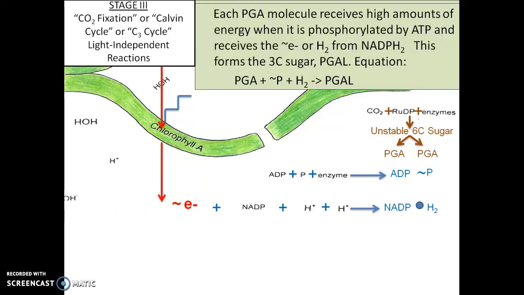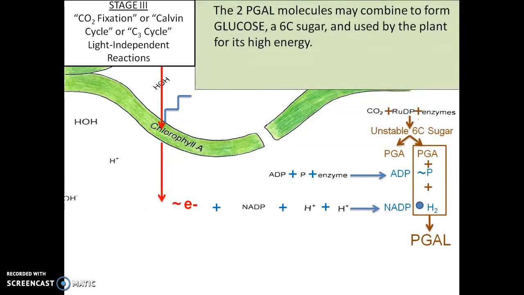Each PGA molecule will receive high amounts of energy from our ATP. So this is ATP, but I'm showing you that it's getting a high energy phosphate. And it's also going to get the H2, which is high energy as well. So these will combine. And this PGA will do the same thing with another ATP and another NADPH2, but I'm just showing you one for now. So these three things are going to combine, and it's going to give us pGal, which is a sugar.